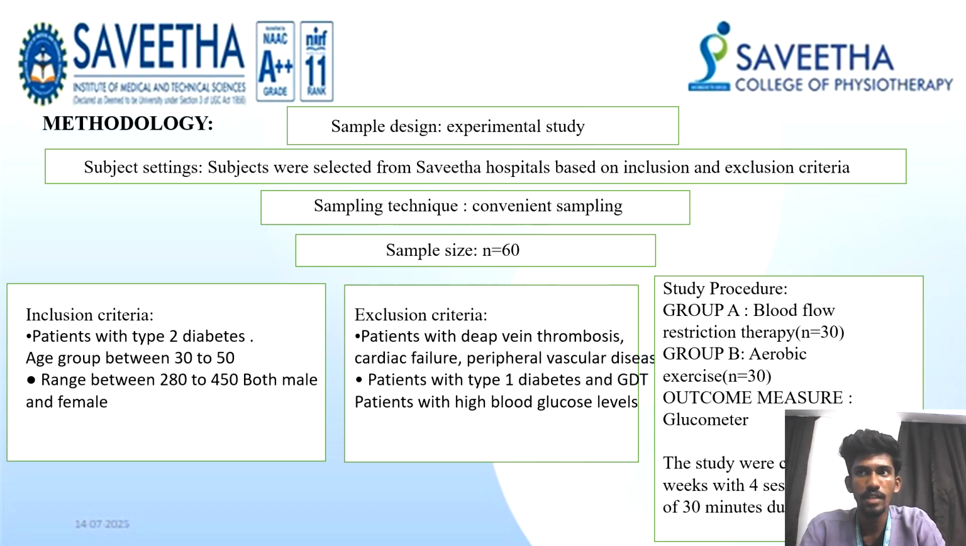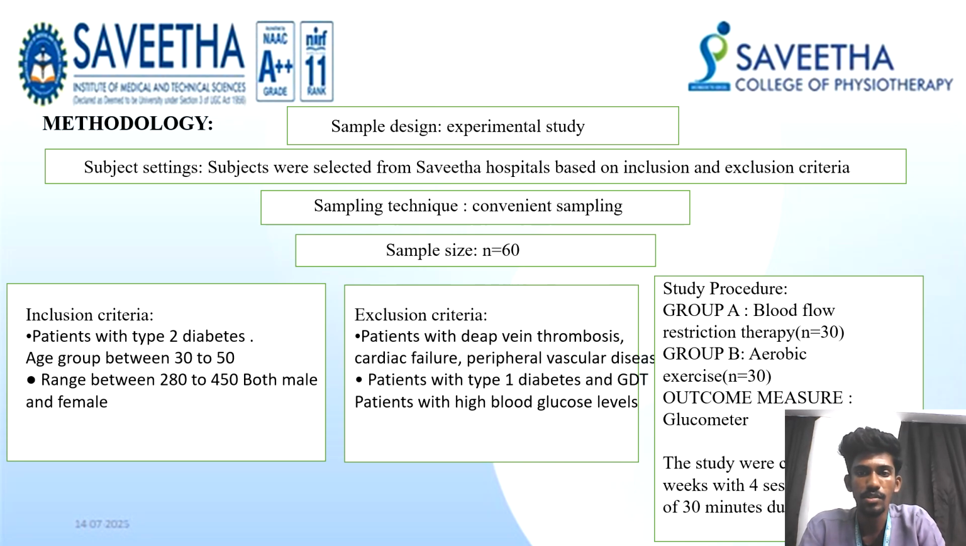Now inclusion and exclusion criteria. Inclusion criteria: patients with type 2 diabetes, age group between 30 to 50, and range between 280 to 450, both male and female. This is the inclusion criteria. Exclusion criteria are patients with deep vein thrombosis, cardiac failure, and peripheral vascular disease. Patients with type 1 diabetes and gestational diabetes are also an exclusion criteria, and patients with high blood glucose levels. These are the exclusion criteria.